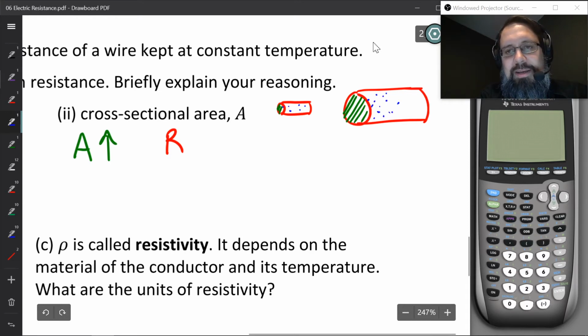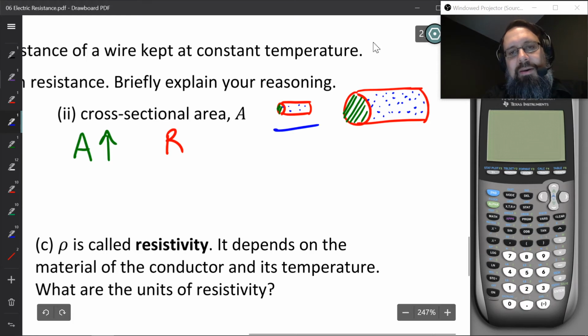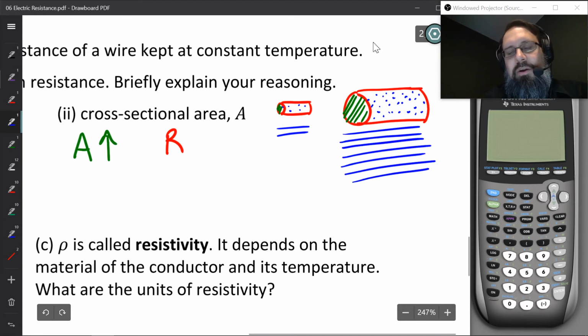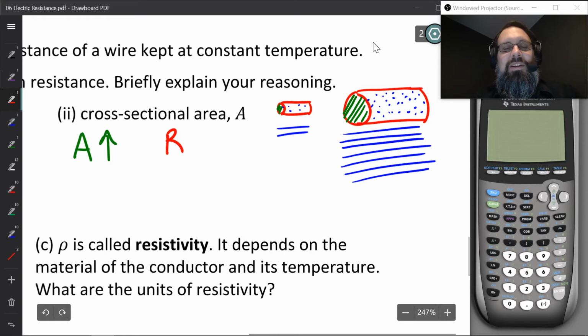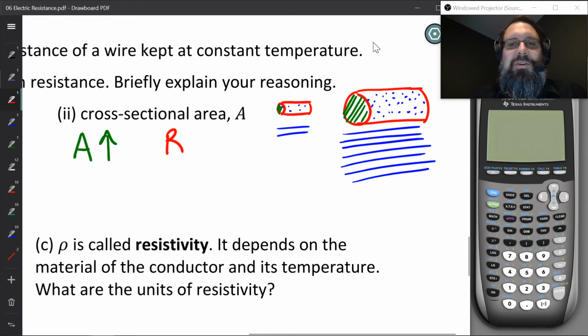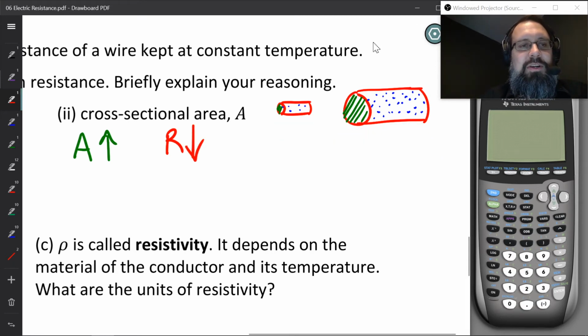I'm trying to draw the lattice ions. The way I like to think about it is, imagine this is a one-lane road. There's only one road that cars can drive down, whereas this is a road with lots of lanes. So along which road will you be able to have a greater flow of traffic? The big or little one? Big. Bigger area. The big one. So if you increase the area, it's actually easier to flow, which means the resistance actually goes down.